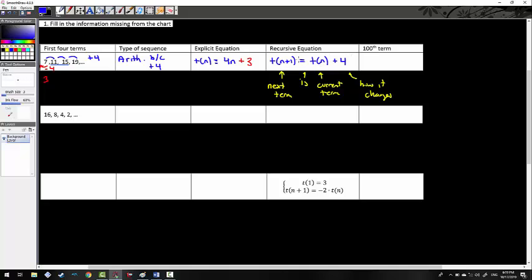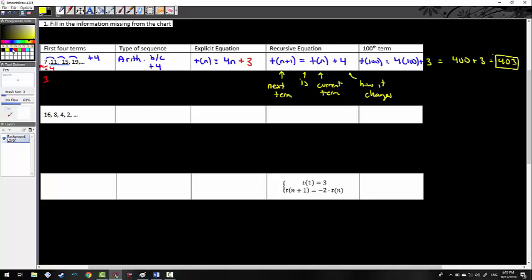Well, to find the 100th term, I don't want to use the recursive equation, because if I'm going to find the 100th term, that means I need the 99th term. I don't know what that is. I'll use my explicit equation to say, hey, t of 100 is going to be 4 times 100 plus 3. What is that? Well, that's 400 plus 3, which is 403. And that is your 100th term of your sequence.